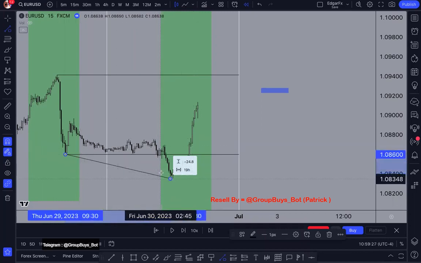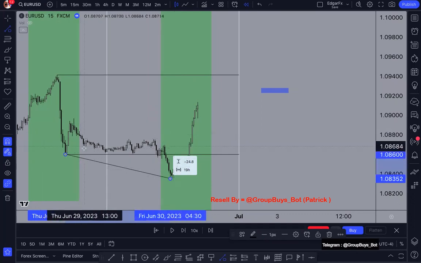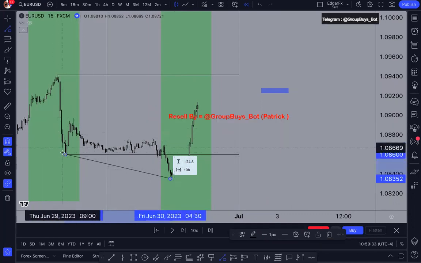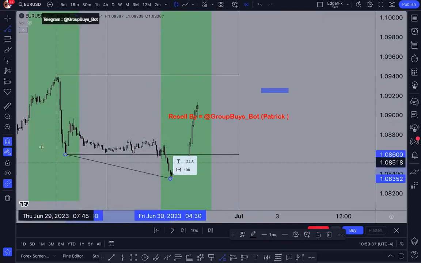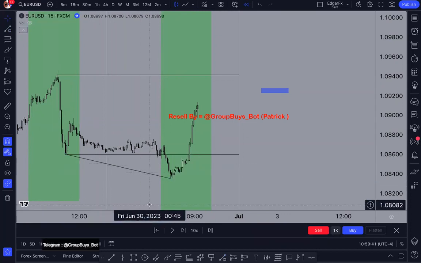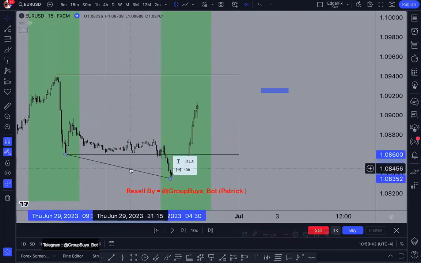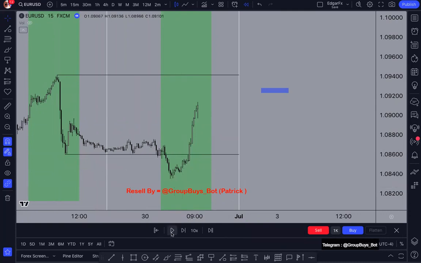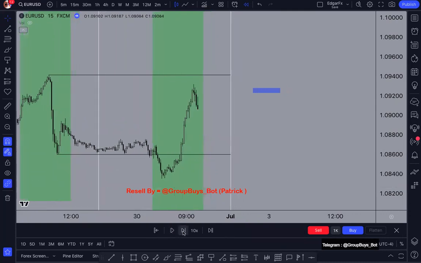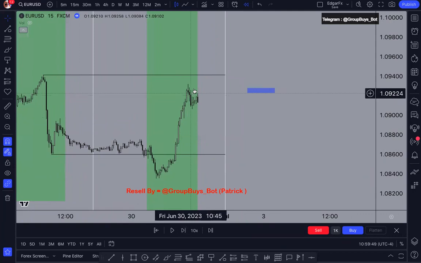So the low of this day is 24.8 pips lower than the low of this day, and it was placed 19 hours after the low was placed this day. You can get really specific information like that. So that's what it looks like within that window. Let's see what it looks like in here.